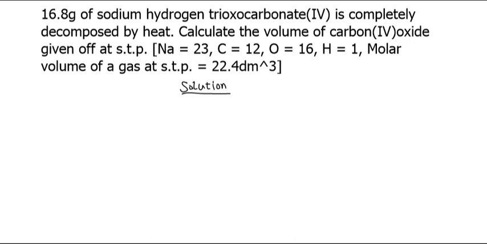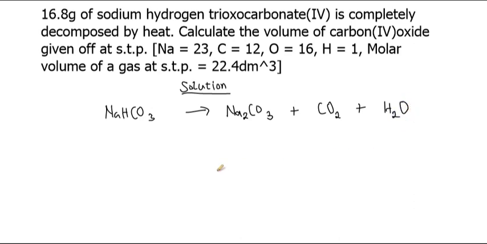And let's continue. The question above has to do with decomposition, and the compound involved here is sodium hydrogen trioxocarbonate 4. So the first thing we are going to do is to write out the chemical equation showing the decomposition of sodium hydrogen trioxocarbonate 4 by heat. So we have the chemical formula to be NaHCO3. When this decomposes, it gives off sodium carbonate, that's Na2CO3, plus carbon dioxide, CO2, with steam, that's H2O.